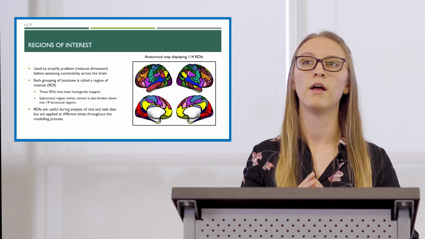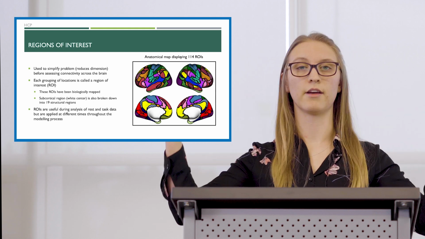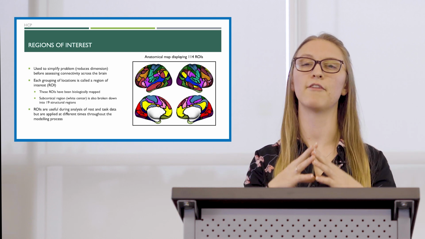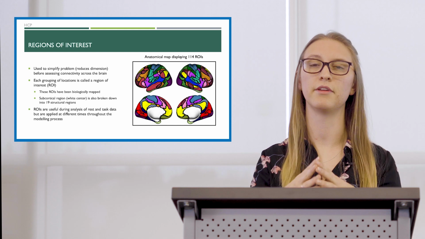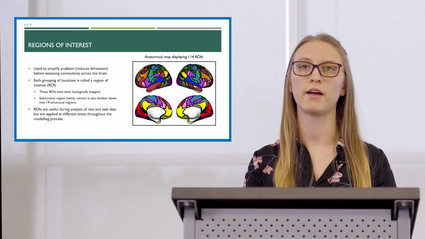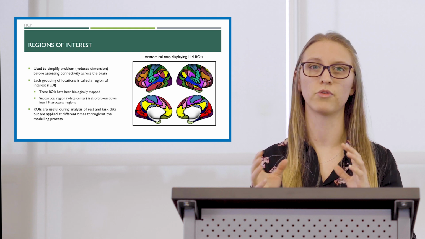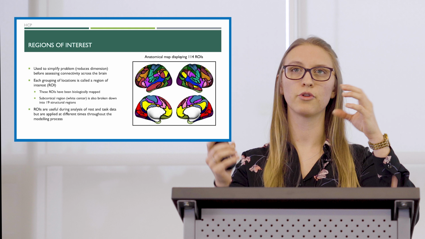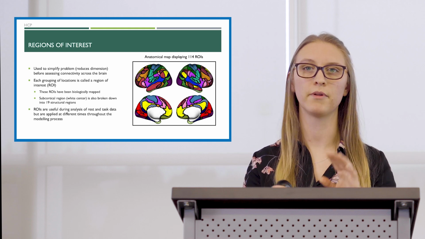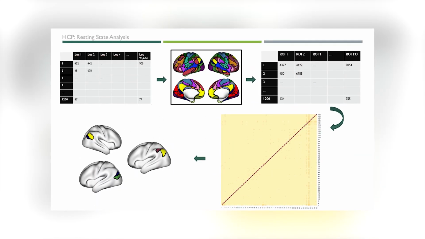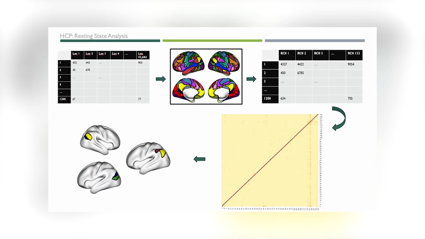So in total, the 93,684 locations have been grouped in my research process down into 133 regions of interest to simplify the problem and to incorporate spatial correlation within the brain. And like I said, these grouping processes happen for both the rest data and the task data, but just at different times. So now I'm talking specifically about the resting state analysis.